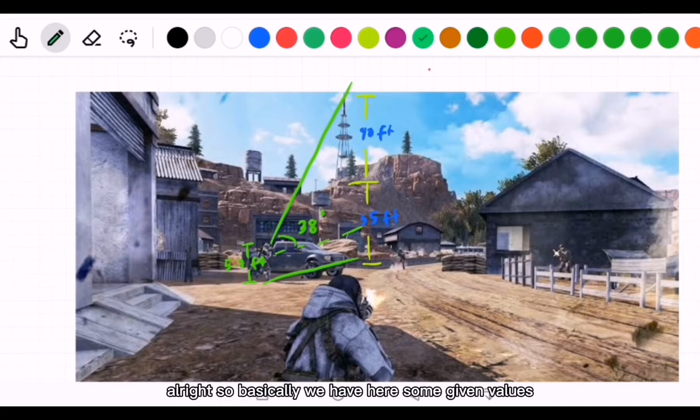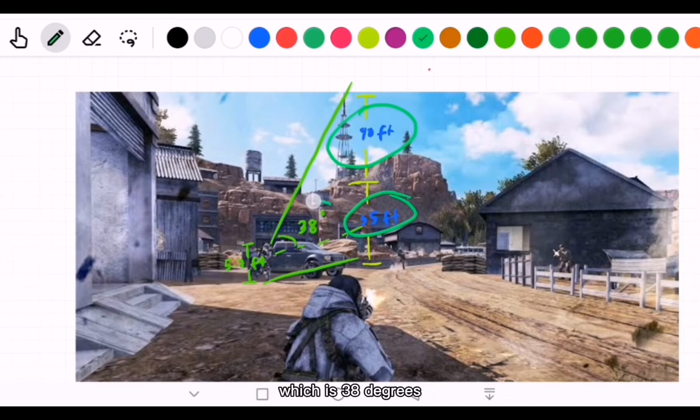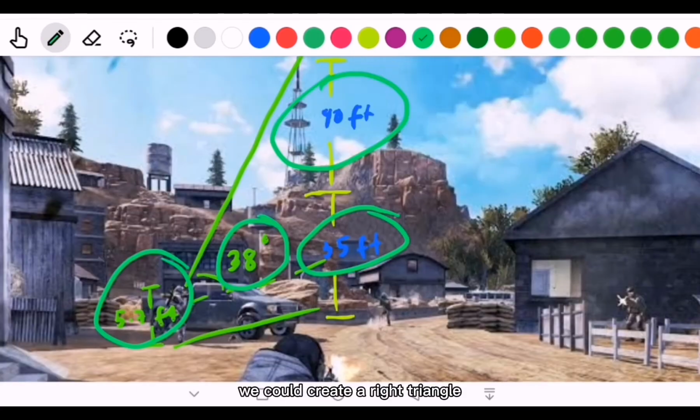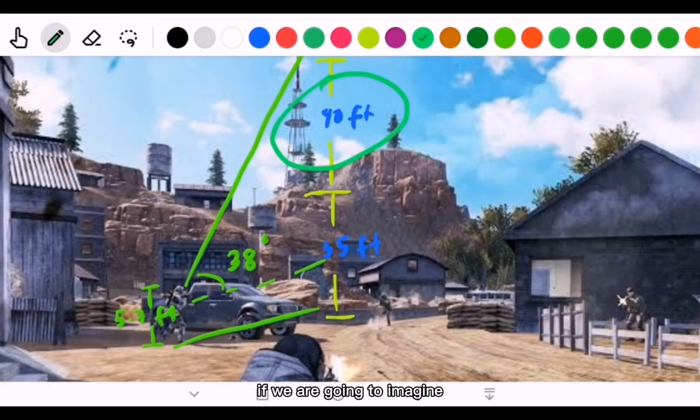Okay, so basically we have here some given values. The height of the tower, which is 40 feet, and of course, the height of the hill, which is 35 feet, and we have here an angle of elevation, which is 38 degrees, together with the height of the player, which is 5.7 feet.